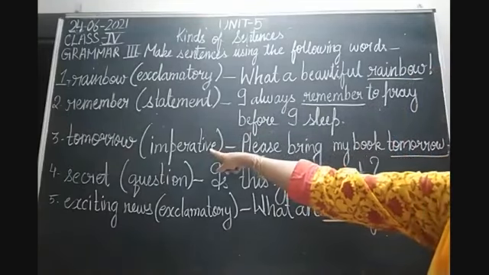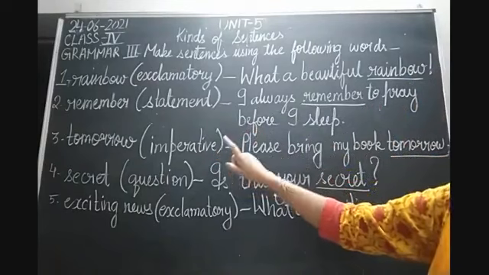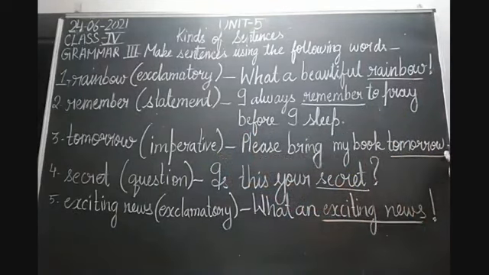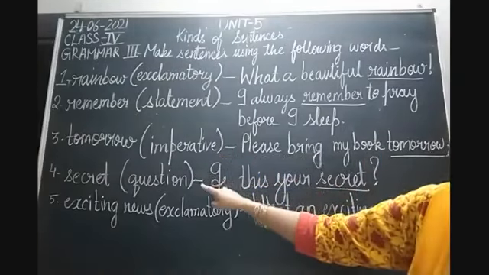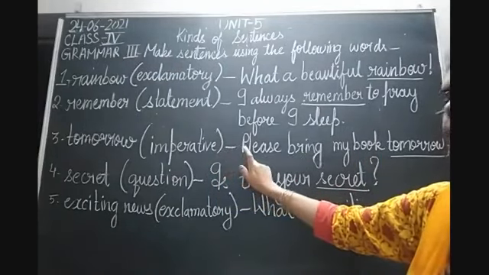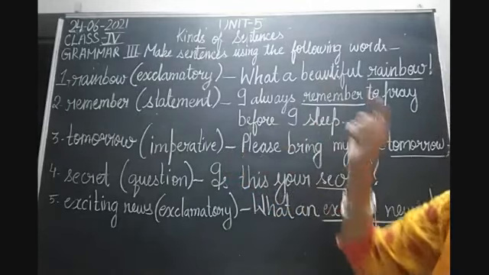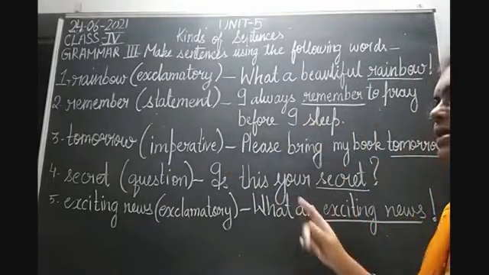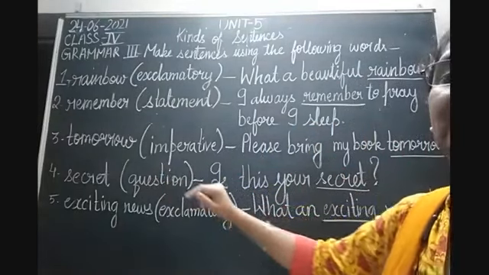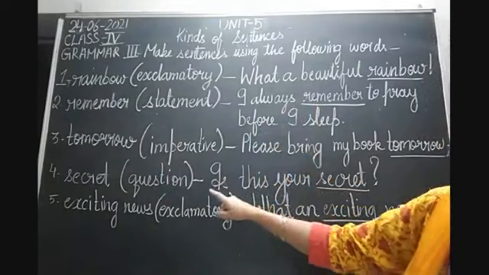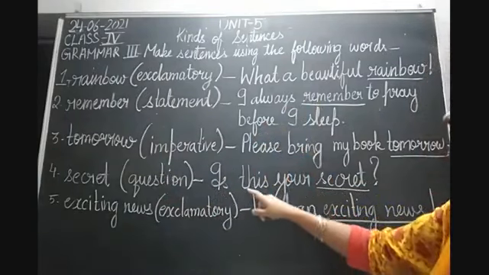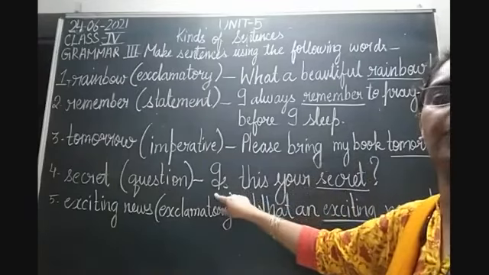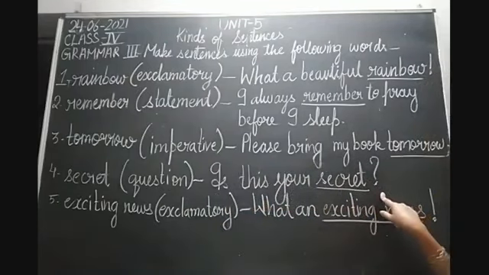Then the third word is tomorrow, and you need to frame an imperative sentence. So sentence is, please bring my book tomorrow. After tomorrow, put a full stop and begin the sentence with capital P. Keep in mind, you always must begin a sentence with a capital letter. Then the fourth word is secret, and you need to frame a question. That's an interrogative sentence. So is this your secret? At the end, question mark. Begin a sentence with capital letter and end with a question mark.